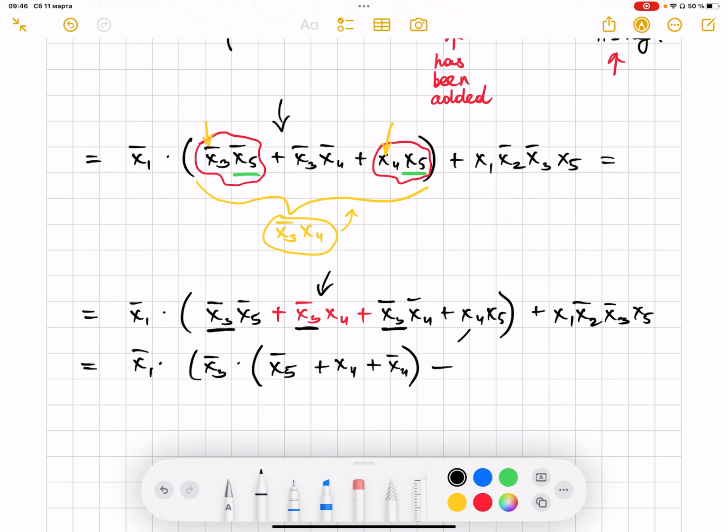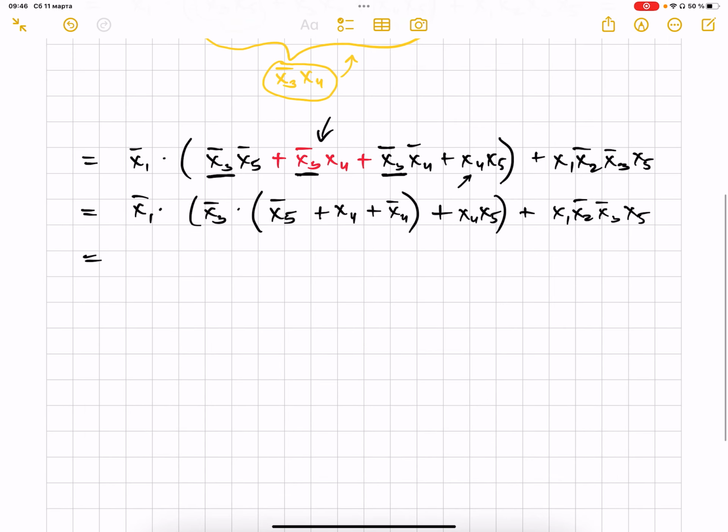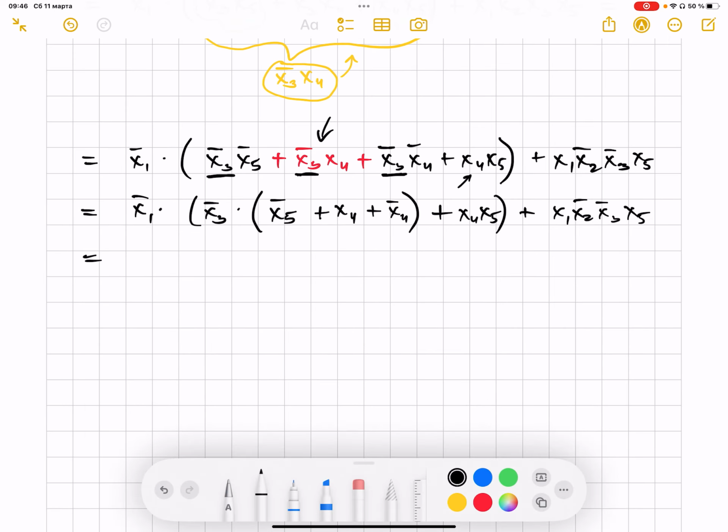And remaining this one, rewriting again it, x4, x5, and this one quickly, x3, x5. So see, as you know, this is always one, right? I mean, you know the formula, I mean, you know the case, right? When a plus a bar is always 1, because this is an OR operation.